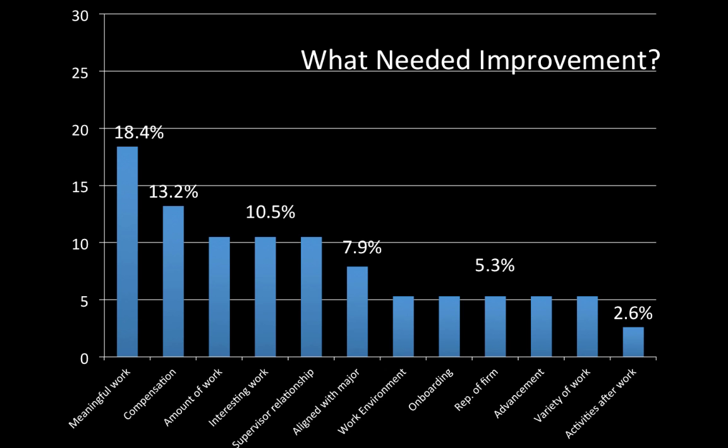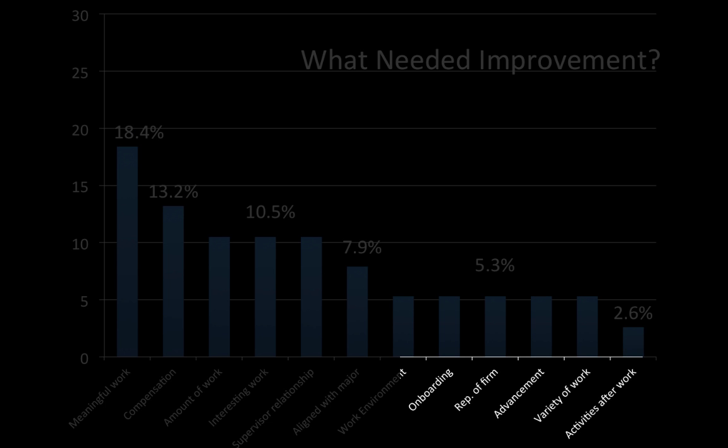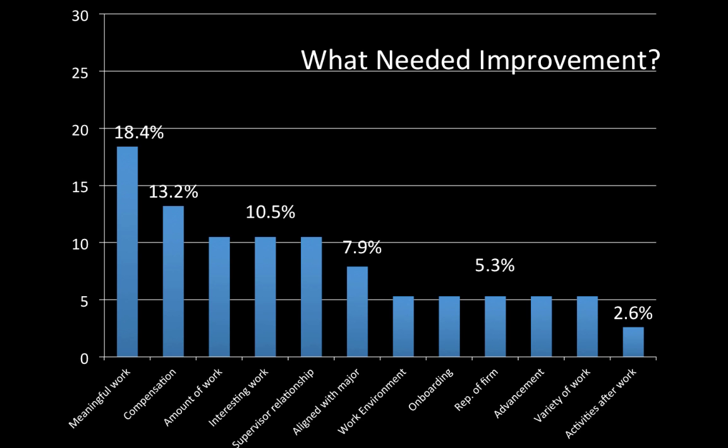as well as compensation. Compensation was important, and obviously for some, not a lot got the compensation that they thought they deserved. There are also some things, like activities after work at 2.6%, that weren't really much needed for improvement, as well as the 5.3% with the work environment, the onboarding, the reputation of the firm, advancement, and variety of work. Those are okay, but still could use some improvements.